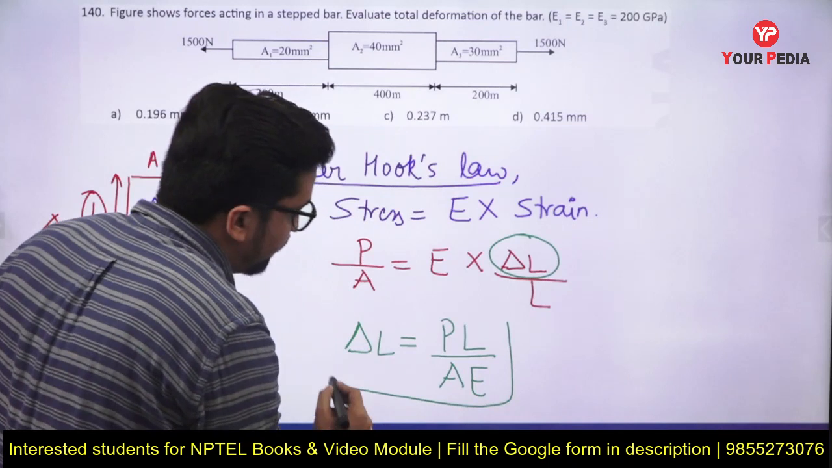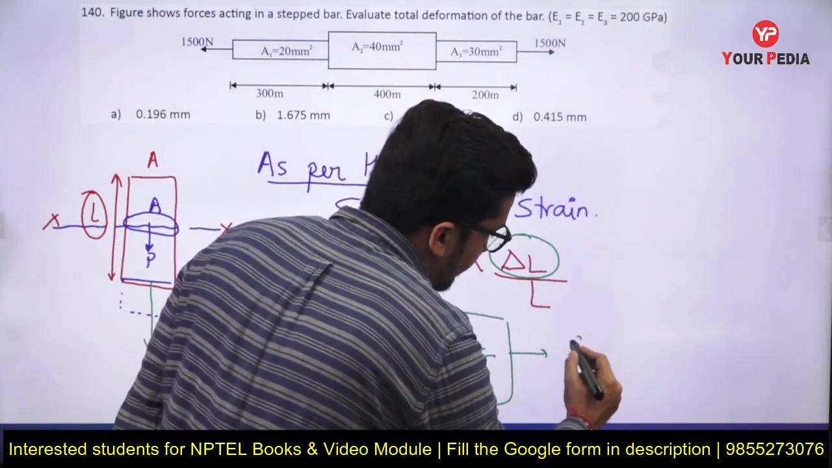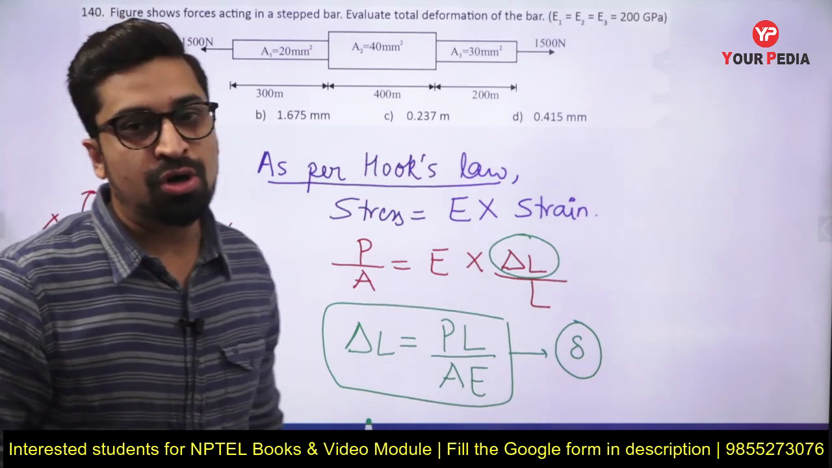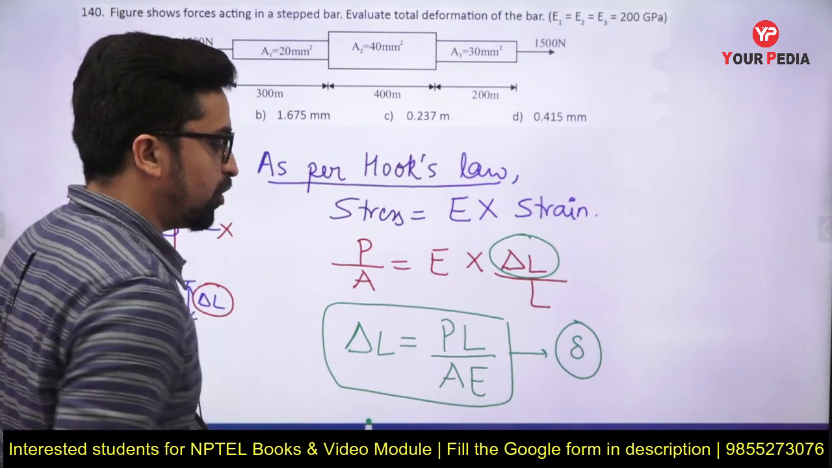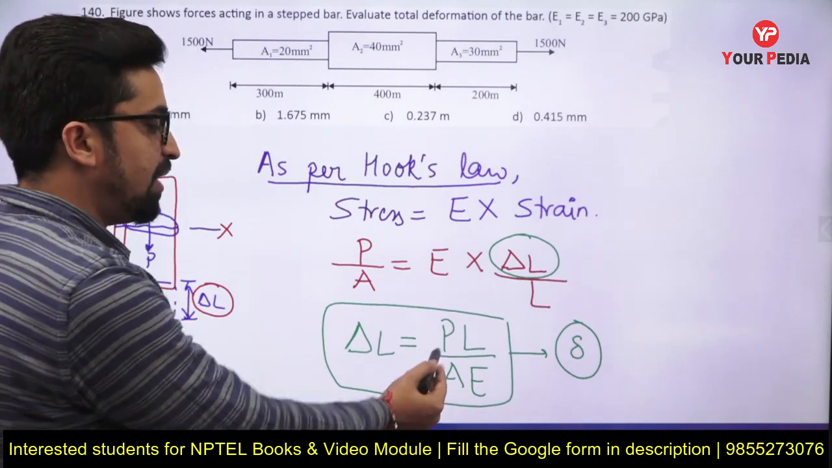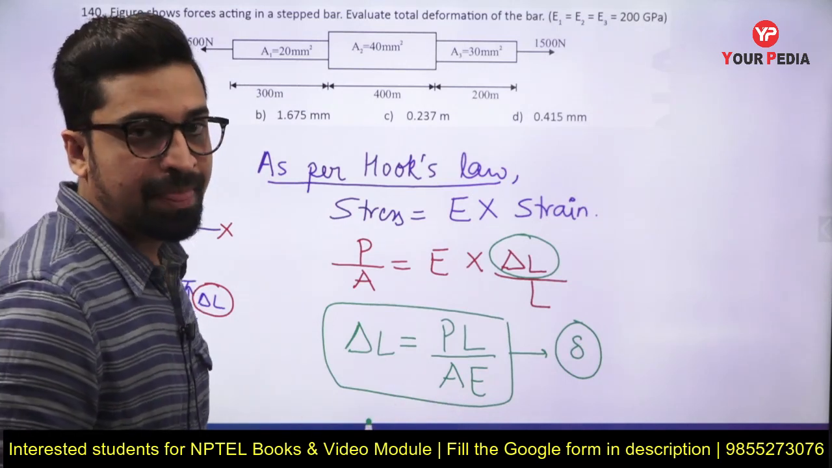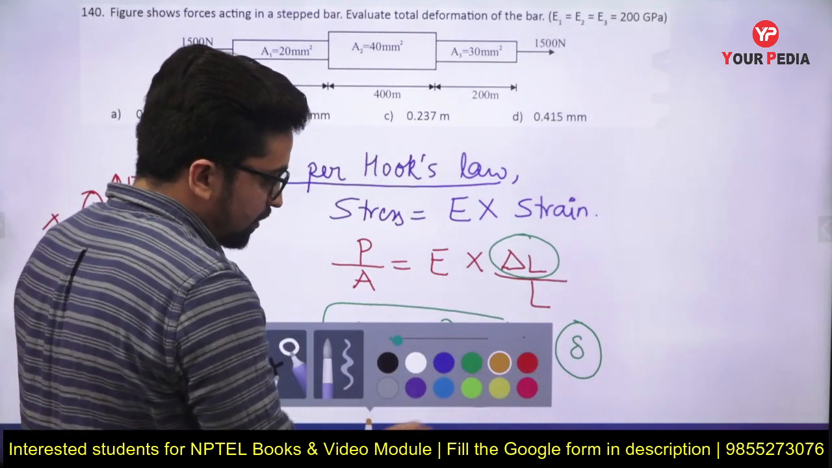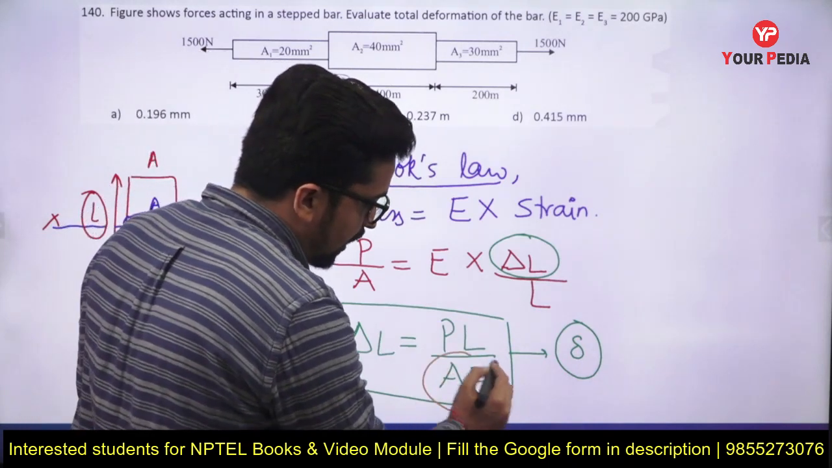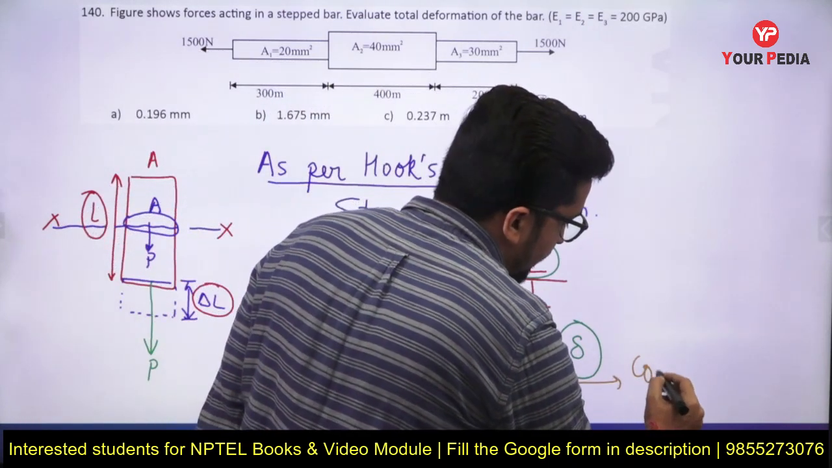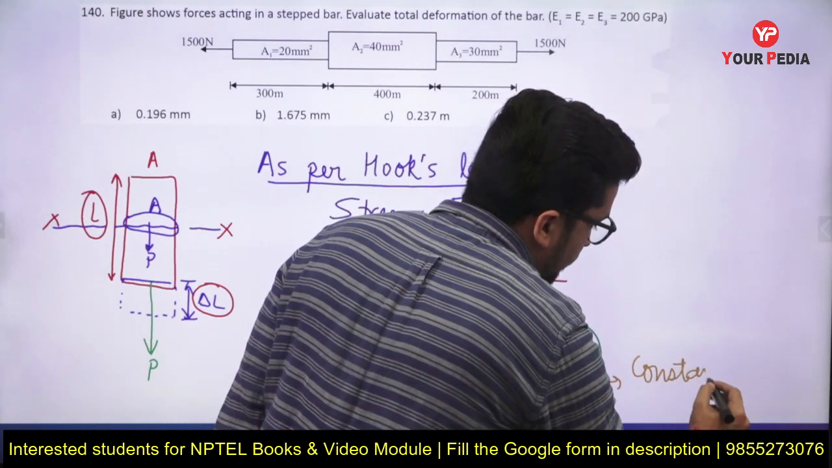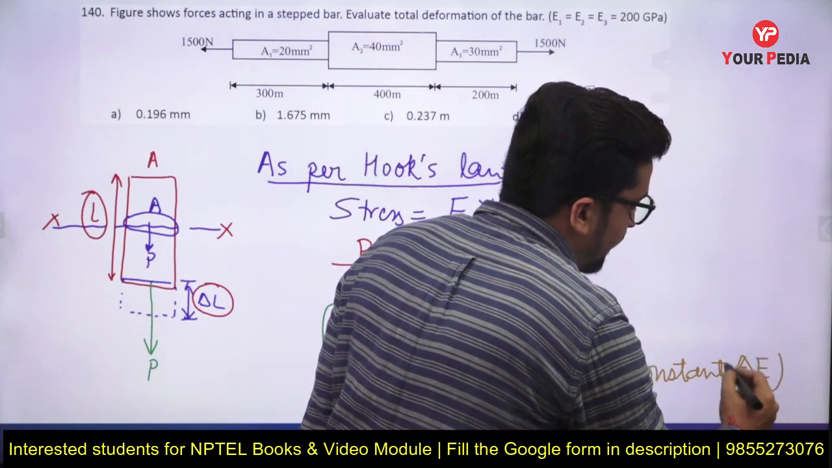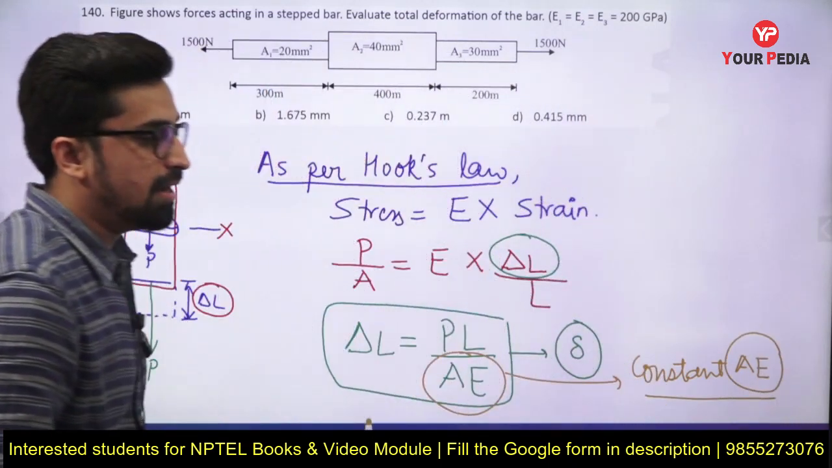So this will be the deformation, or this will be the delta of this bar under a uniaxial load P, where A is area of cross section, E is modulus of rigidity, P is the load, and L is the length of the bar. So as you can see that this formula can only be used for a constant AE. So if the AE or the area of cross section changes, then this formula need to be applied in the same cross section area only.